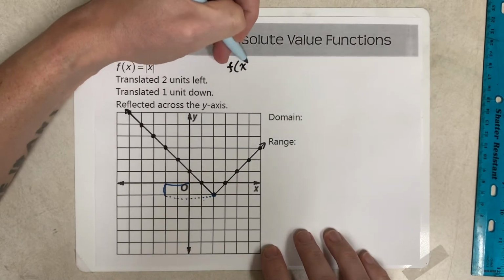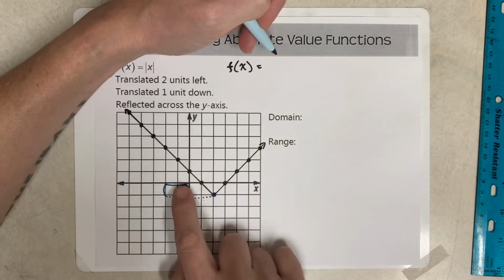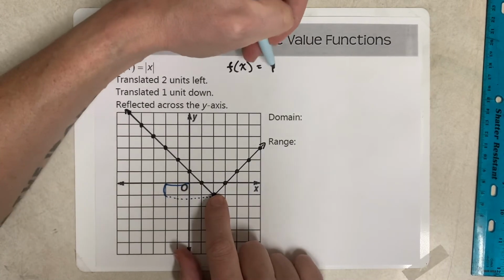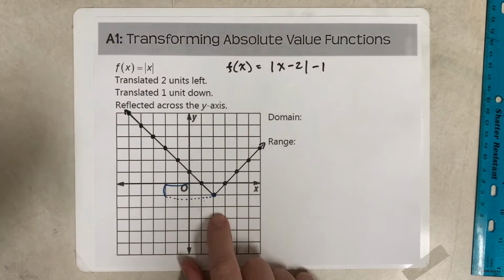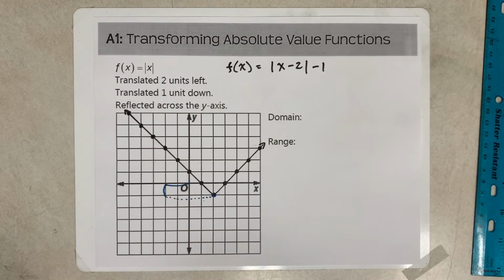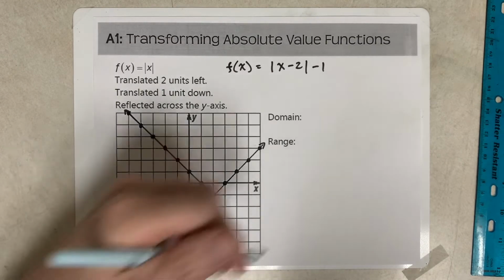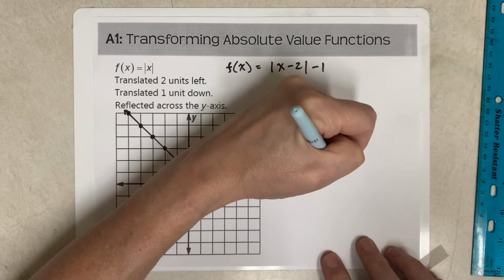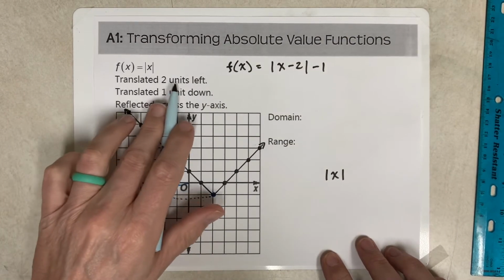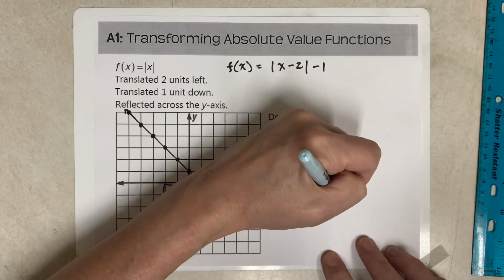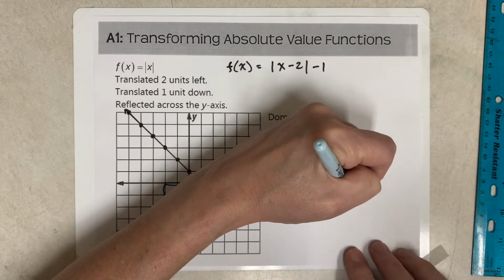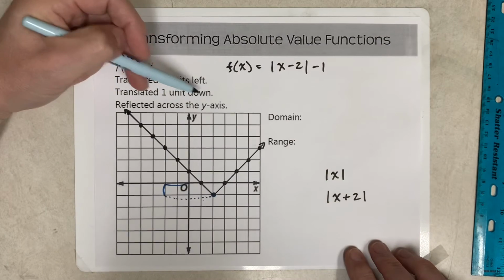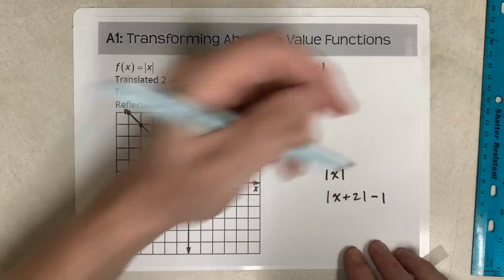F of x is now equal to, we want 2 to the right and down 1. So that's going to be absolute value of x minus 2. That's 2 to the right. And then down 1 is a minus 1 at the end. Okay, so that's if you look at the graph. If you don't have a graph to look at, then you would start with your absolute value of x, translated 2 units to the left, you'd go x, and then that would be a plus 2, right? 2 units to the left, plus 2. 1 unit down would be a minus 1 at the end.